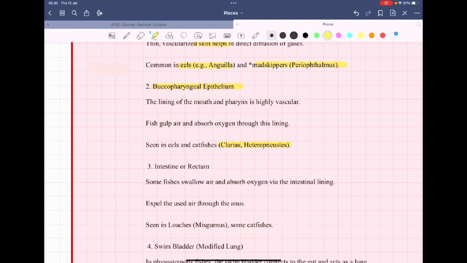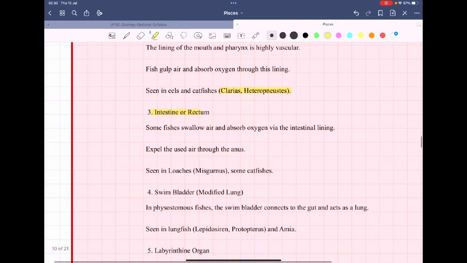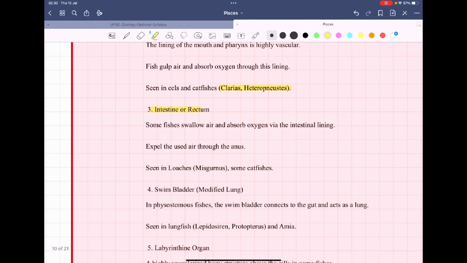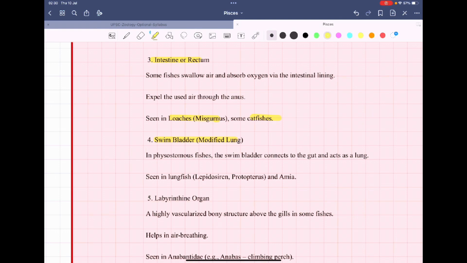Next is the intestine or the rectum. Some fishes even swallow the air and absorb the oxygen via the intestinal lining, and they expel the used air through the anus. It is seen in the catfish or loaches. The swim bladder: in physostomous fishes, the swim bladder connects to the gut and acts as a lung. It is seen in the lungfish.